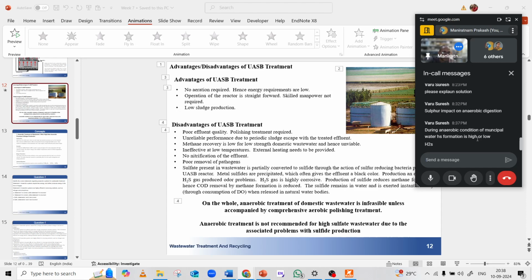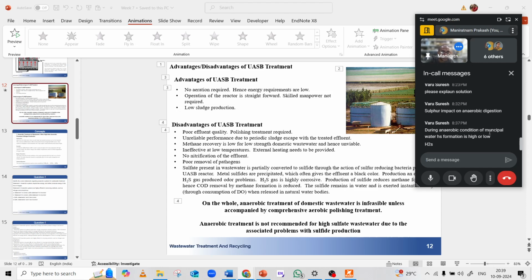For your answer, you can say that if sulfate is present... your question has two or three preconditions. Whether your wastewater contains sulfate. And as you are talking about municipal water, it does not contain any kind of sulfate, so the production will be very low. There is no sulfate, so that's why there is no production of H2S gas.